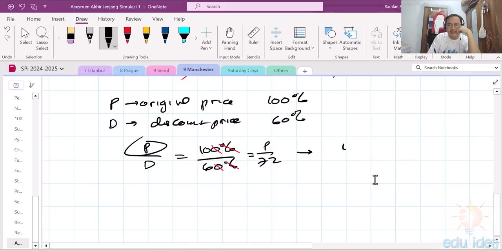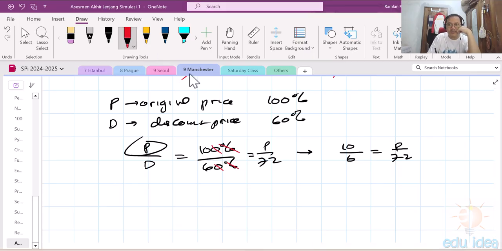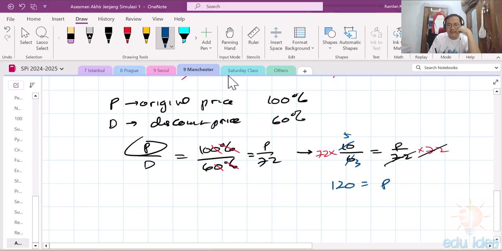So I'm going to rewrite that again: 10 over 6 equals P over 72. You can just multiply both sides by 72, so that you can cancel the 72 over here. And you can see that this is the same thing we did previously. It's 5 over 3, and this is just 120, and you get the value of P.